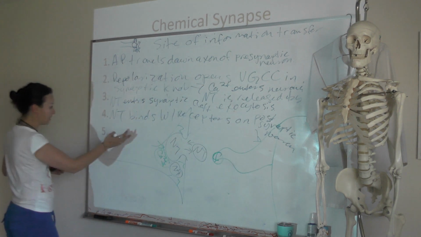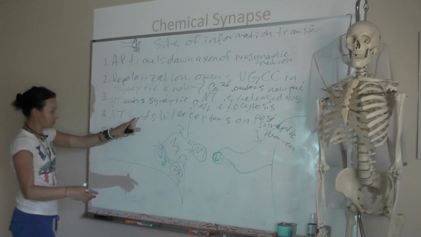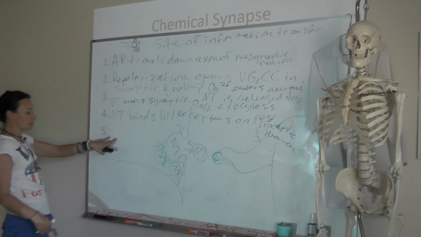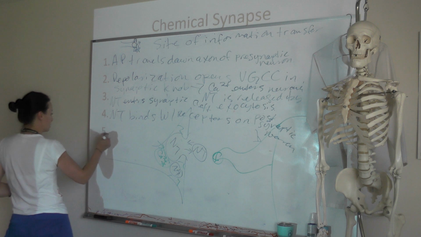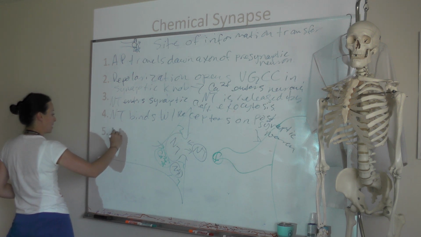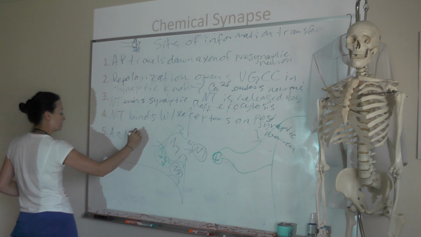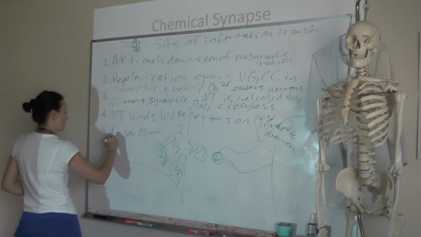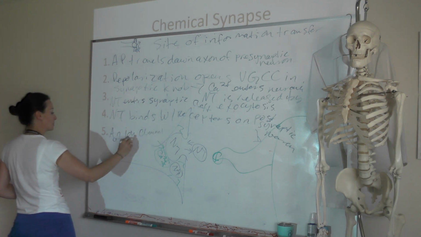So our 5th step, we could say, is that this binding with its receptor results in the opening of an ion channel. So we'll say an ion channel opens and a graded potential develops.